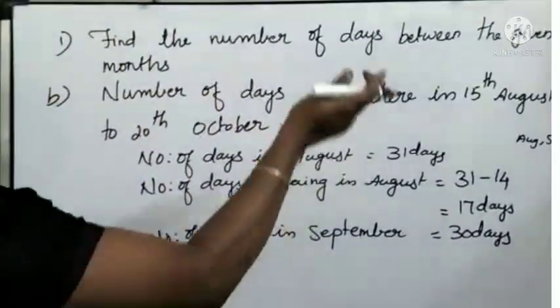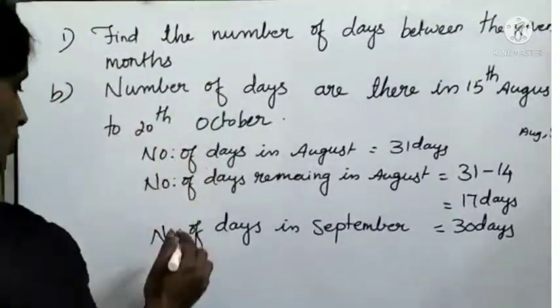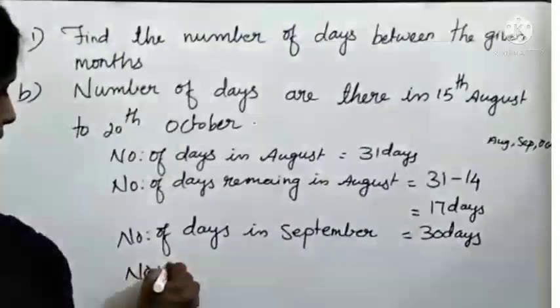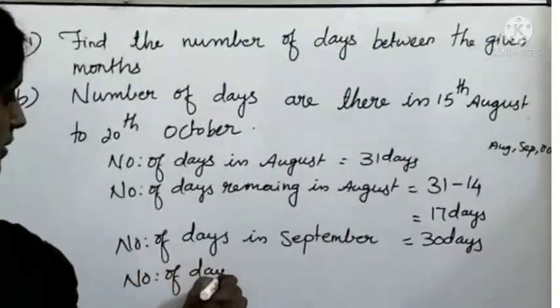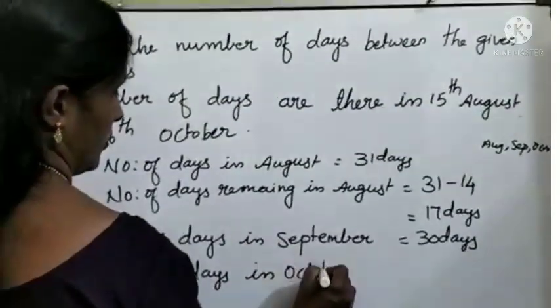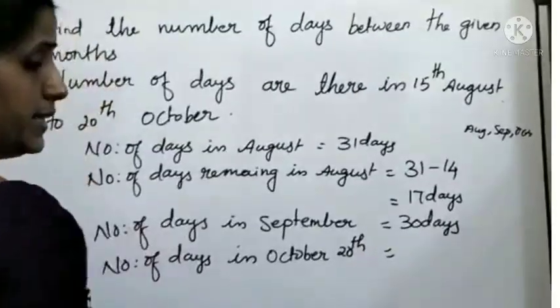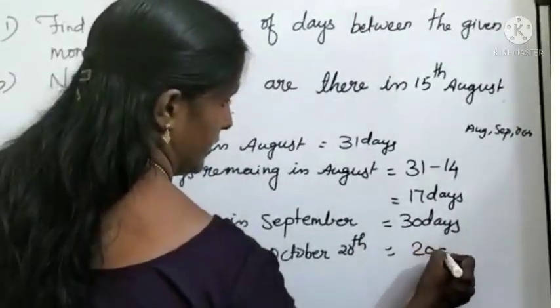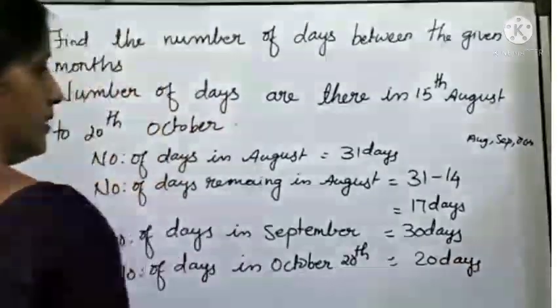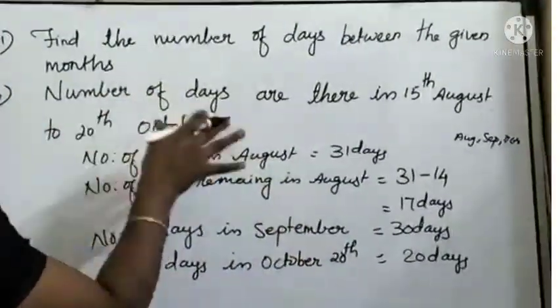And next month is October. October up to 20. Number of days in October 20th. So how many days are there? 20 days. So we need to find out the number of days in 15th August to 20th October.